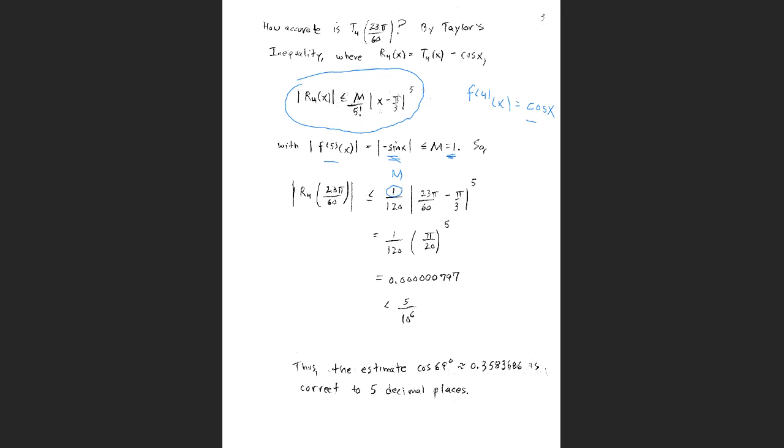5 factorial is 120 right here. And the x is 23 pi over 60, right? I mean, we are evaluating the error now at a specific value of x. A specific value of x, right? That value of x is 23 pi over 60. So there's no interval. Okay.